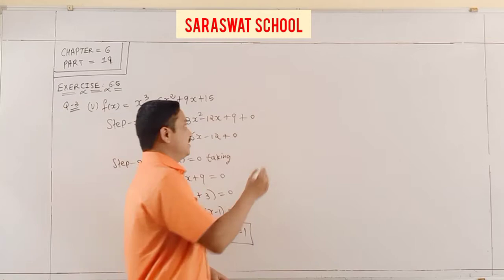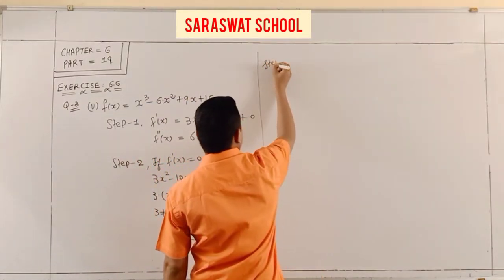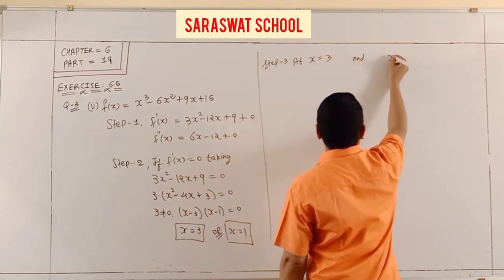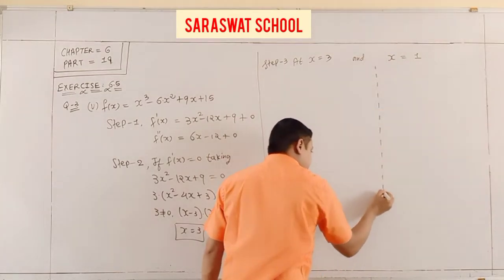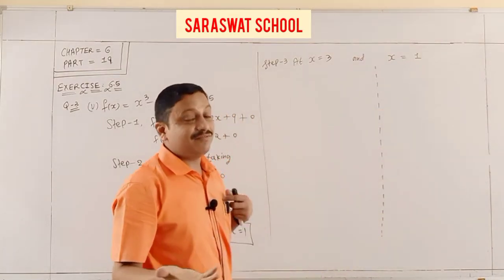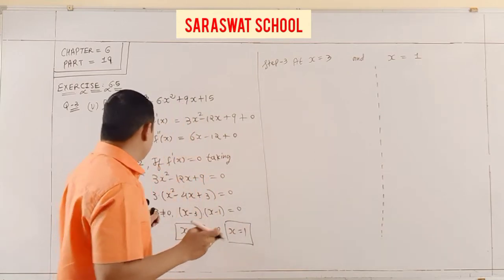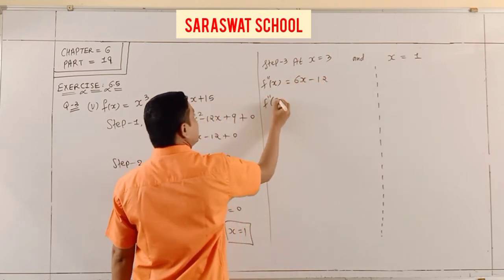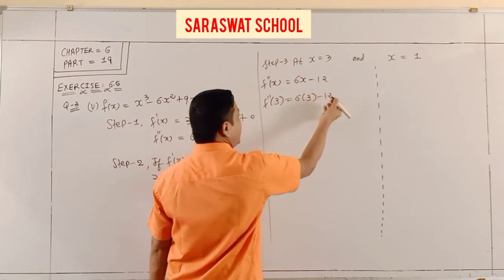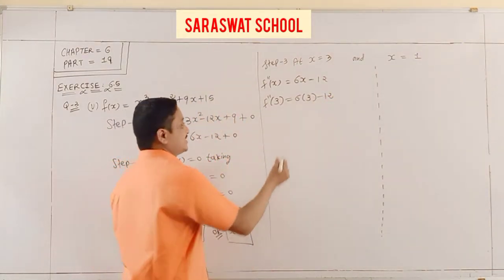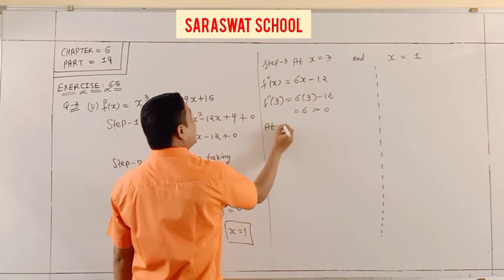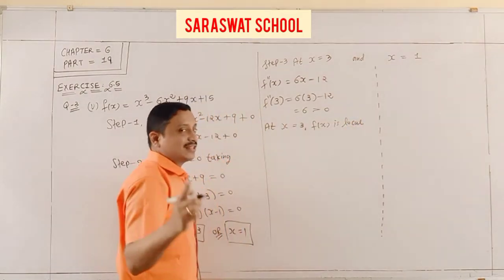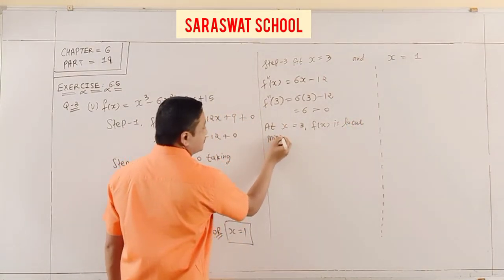So students, continue with step 3. At x is equal to 3 and likewise at x is equal to 1, we do our checking, and then step 4. Now f''(x) is 6x minus 12; put in 3. 6 threes are 18, 18 minus 12 is 6, greater than 0. So definitely at x is equal to 3, f(x) has a local minimum, since greater than 0 means local minimum.